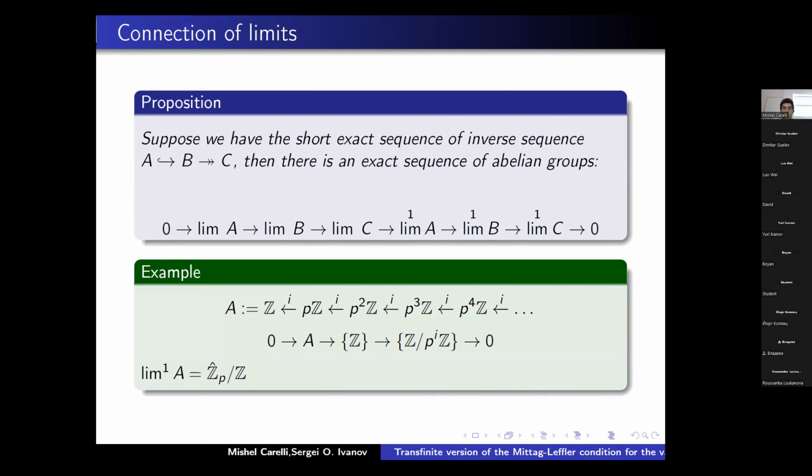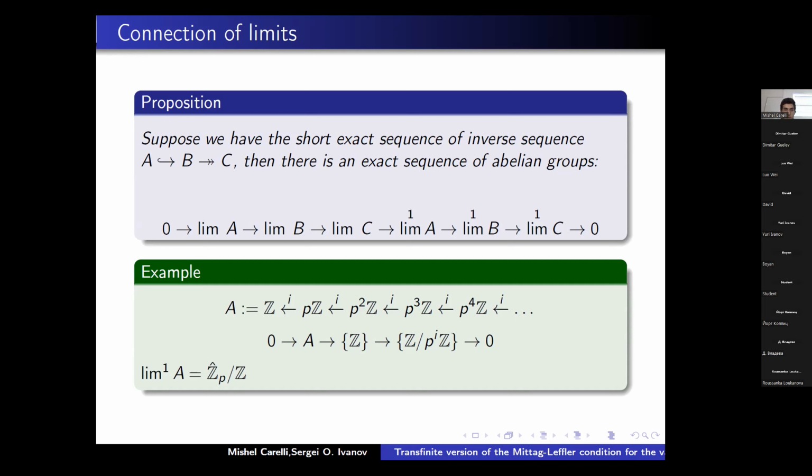to demonstrate the use of this proposition, or generally to demonstrate the idea of derived limit, we can take a look at the following sequence. Define A such that the member i will be p^i Z, and the maps would be just inclusions from Z to pZ and p squared Z and so on. And we can write the following short exact sequence of inverse sequences. The first sequence would be A, the second sequence is just the sequence of Z with identity maps, and the third one is just the factor sequence. And here it's like inclusion and factorization. And hence, if we have such a sequence, then by this proposition we can write the long exact sequence of limits.